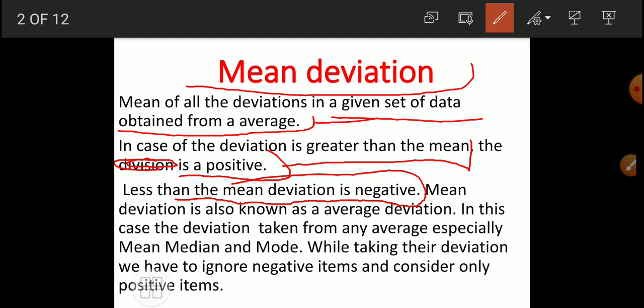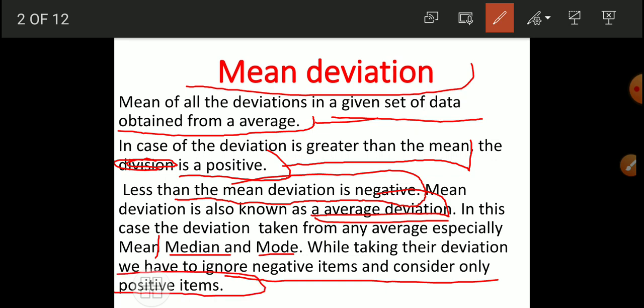Mean deviation is also known as average deviation, my friends. When the deviation is taken from any average, especially from mean, median and mode, we have to ignore the negative signs and consider only positive values. So these things you have to understand first in the case of mean deviation. It is always represented by MD, the mean of all the observations in a given set of data obtained from the average.